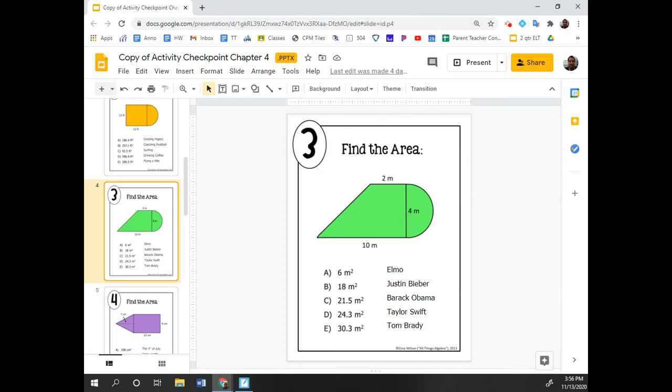Okay, so looking at the shape, we're talking about Elmo, Justin Bieber, Barack Obama, Taylor Swift, or Tom Brady. So let's find out who is going to be involved in our Mad Lib.